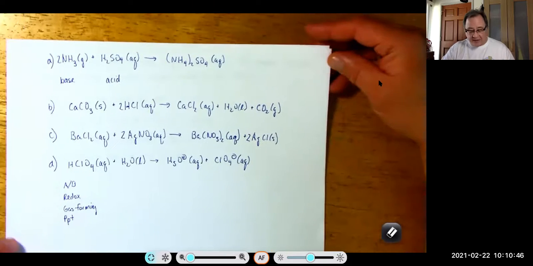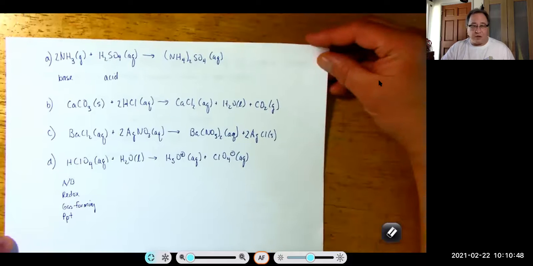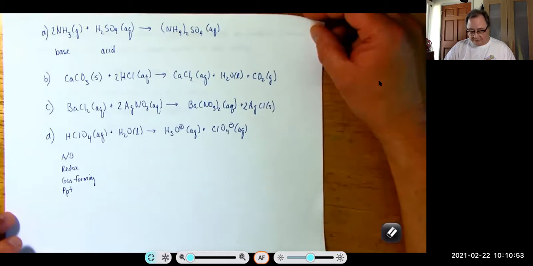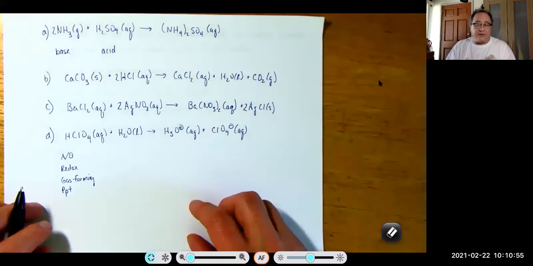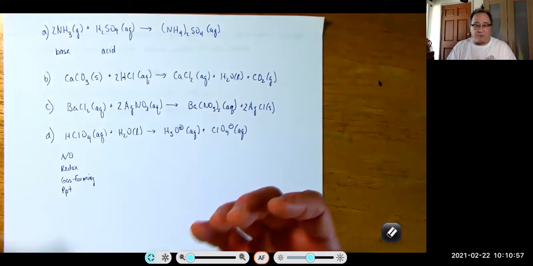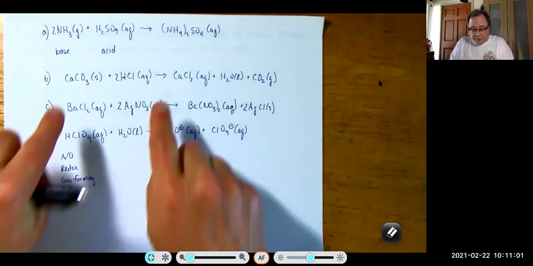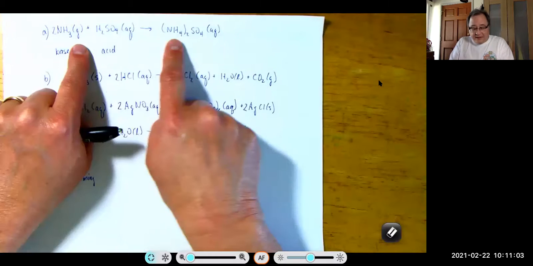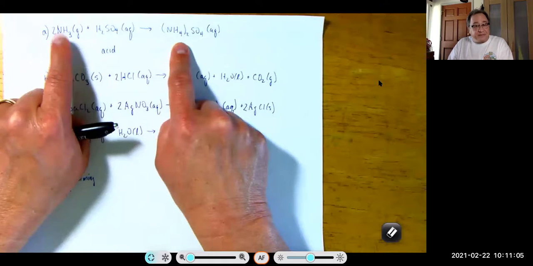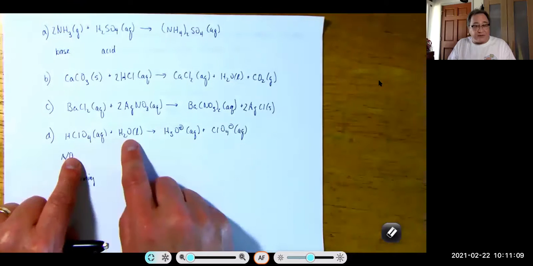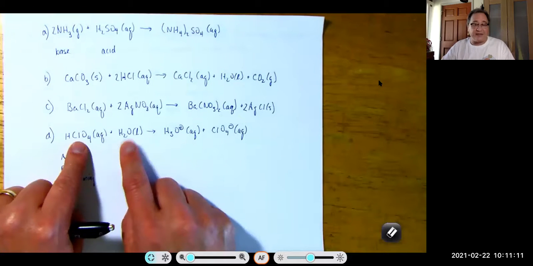That's when you're looking at the Arrhenius acid base type of thing. When you look at a Bronsted-Lowry, you don't need to have water as part of your product. Here, do you see how we don't have water as part of our product? This is a base and this is an acid. And here, this is a base and this is an acid. Water is a base in this particular case.